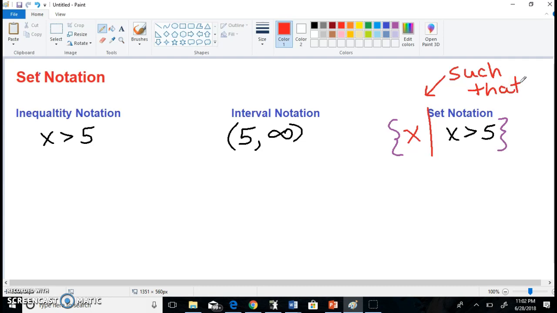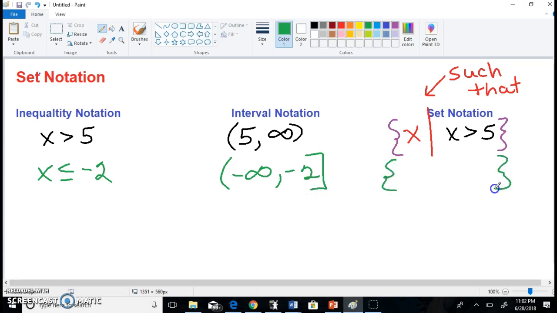Okay, so let's try another one. Let's try X is less than or equal to negative 2. So negative 2 is the highest number. The lowest number is negative infinity. You can't equal negative infinity. We do equal negative 2. But with set notation, start with our braces, X bar, and then just put in what we had for the inequality notation. So it's really not that different. Again, it's just adding an X, a vertical bar, and then the braces around it.